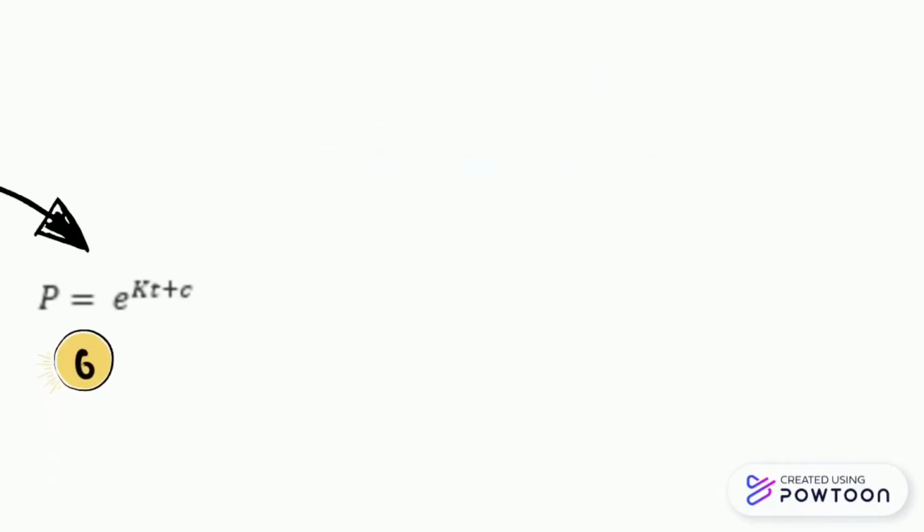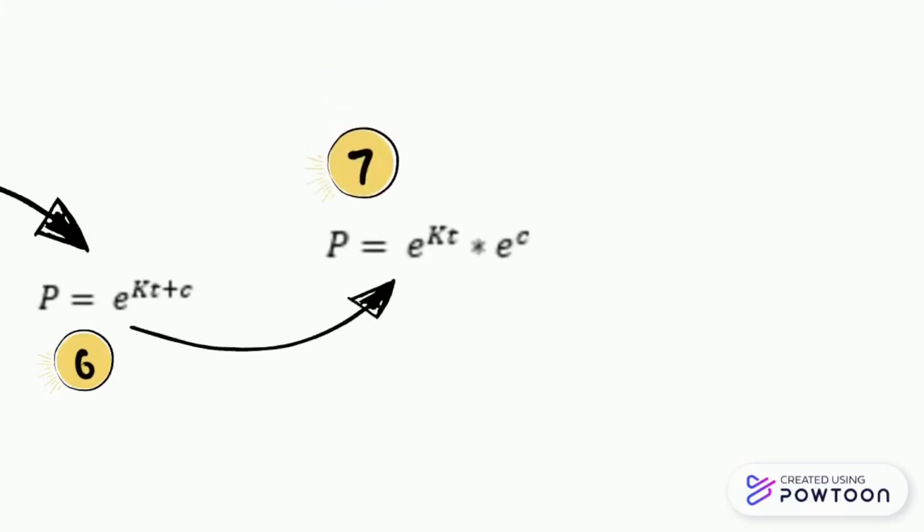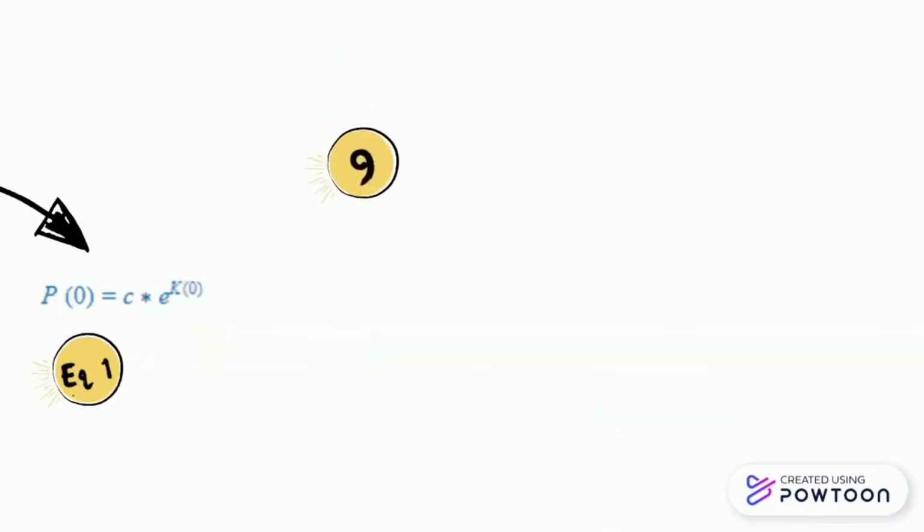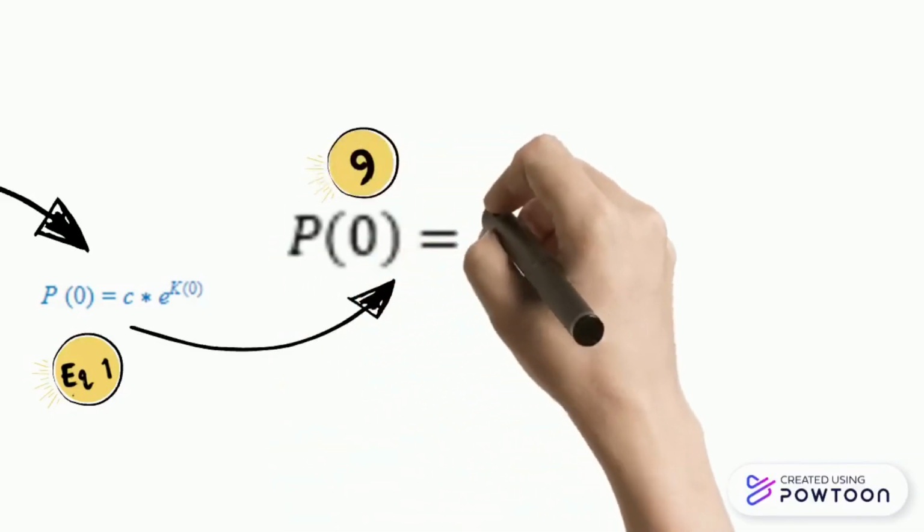After that, the exponential of a logarithm is 1, so we only remain with P on the left side. Multiplication of exponents with the same base equals the sum of the exponents. e to the C is a constant, so we can replace it with C. This is equal to equation 1. When we substitute t with 0 in the equation, k times 0 is equal to 0 and e to the 0 is equal to 1, so we only remain with C. So P0, the initial population, is equal to C, the constant.